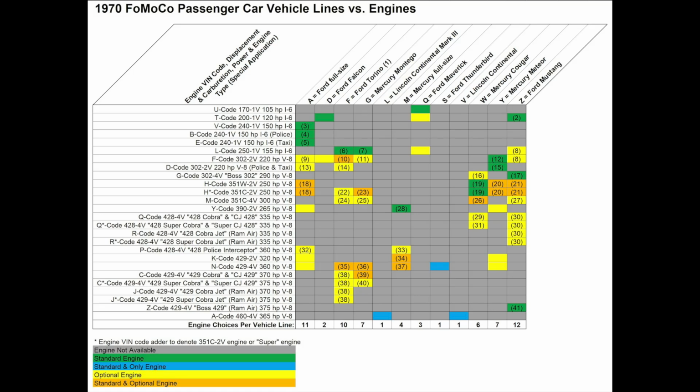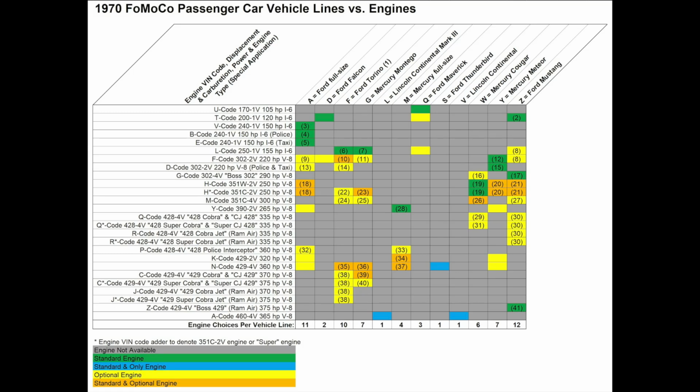I corrected the errors from the shop manual and created this table of vehicle lines in the columns and engines in ascending order of displacement and horsepower in the rows to show how the availability of these engines was distributed among the 12 vehicle lines. Please note that the terms U-code, T-code, V-code, etc. refer to the engine code in the 5th position of each car's 11-digit 1970 model year vehicle identification number, or VIN.